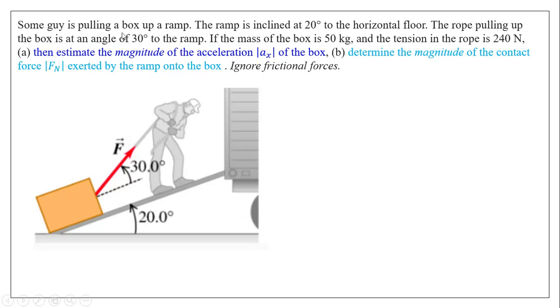Alright, so in this particular video, we have some guys pulling a box up a ramp. The ramp is inclined at 20 degrees to the floor. So in this diagram here is the angle of the ramp relative to the floor, which is 20 degrees. It says the rope pulling up the box is at an angle of 30 to the ramp. So here is the force that's being applied by the person, but the angle relative to the ramp is 30 degrees. So right away you notice here we have two different angles that we need to be careful with, okay?